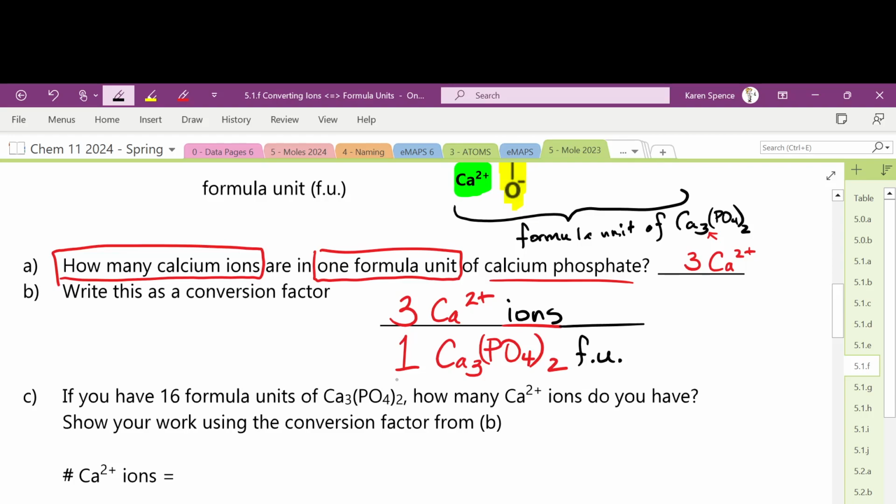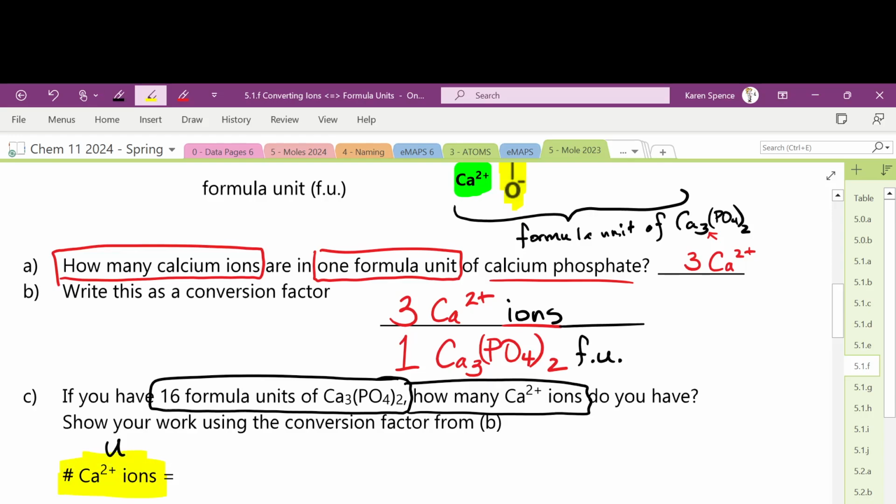So let's say we have 16 formula units of Ca3(PO4)2. How many calcium ions do we have? So we're starting with our unknown, the calcium 2+ ions. Tell your partner, what do we write next? What do we write next? Tell your partner. I've not heard a lot of talking between you and your partner.